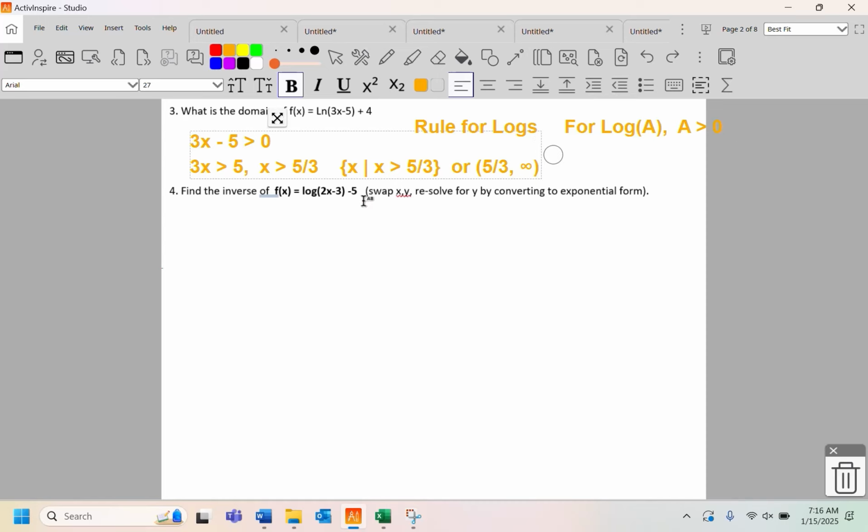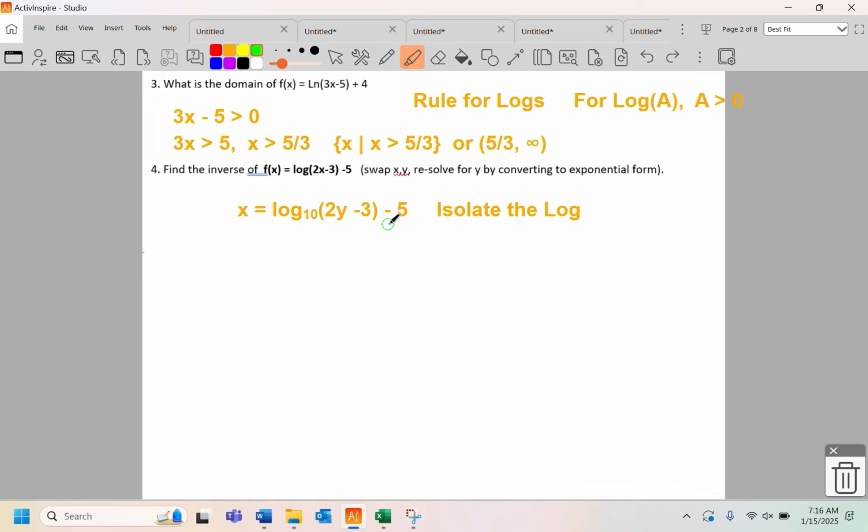All right, find the inverse, and your instructions are to swap x and y, then resolve for y by converting to exponential form. So f of x, which is y, becomes x. It's going to be equal to log of 2y minus 3, minus 5. Now, this logarithm does not have a base given, so it's understood to be a 10. What I'm going to do is isolate the log. So I'm going to add this 5 right here to both sides.